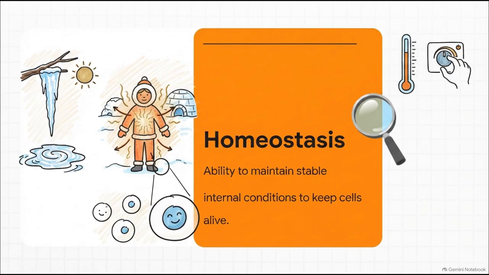But living things maintain something called homeostasis. This is that incredible ability to adapt and maintain stable internal conditions. Like, for example, people living in the freezing Arctic actively produce internal body heat to keep their cells alive and well, no matter how extreme it gets outside.